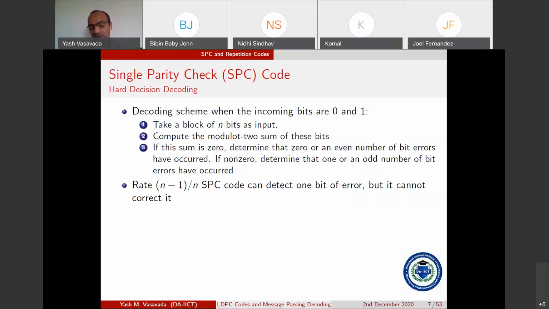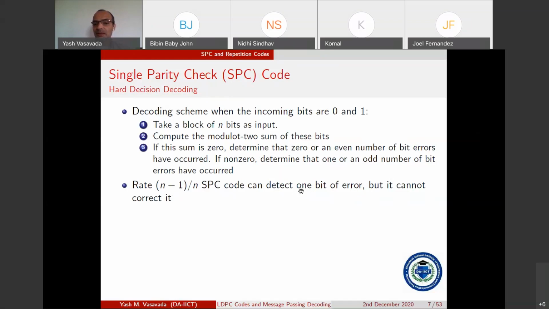It is not very difficult to come up with an example. Suppose the transmitted code word is 1010. It has an even number of ones, 2 ones. And let us say that the first 2 bits are in error. So the received sequence of bits became 0110. So the receiver will think that there are no errors because the 4 bits have an even number of ones. But actually 2 bits have been flipped. So what is said about the SPC code, especially the hard decision decoder, is that it can detect up to 1 bit of error.